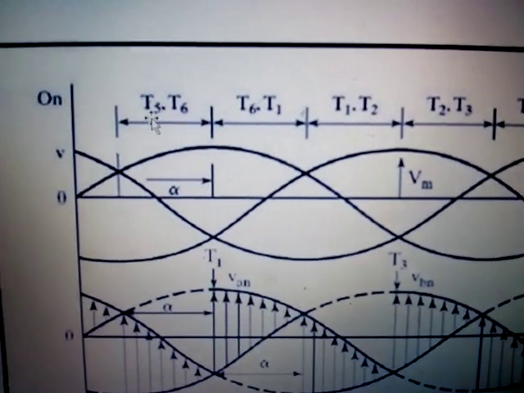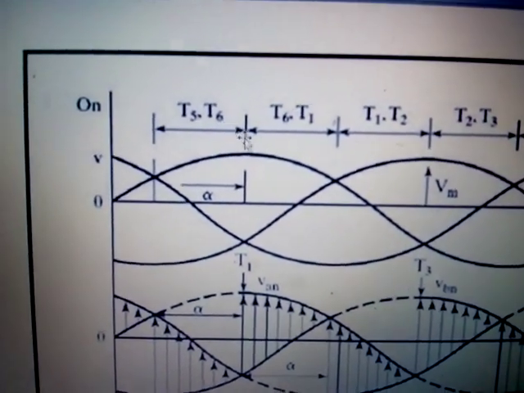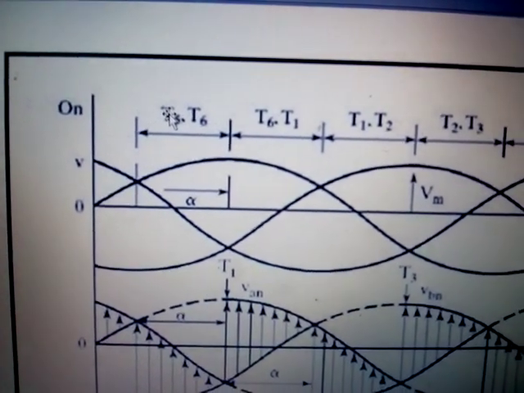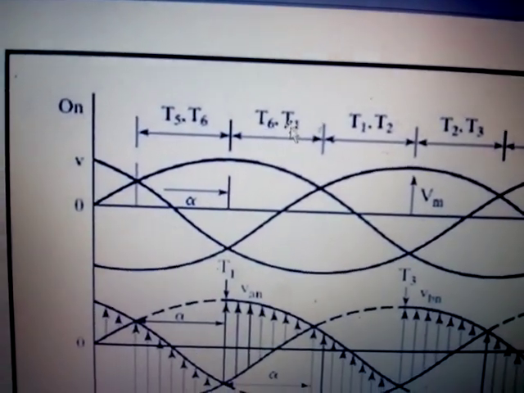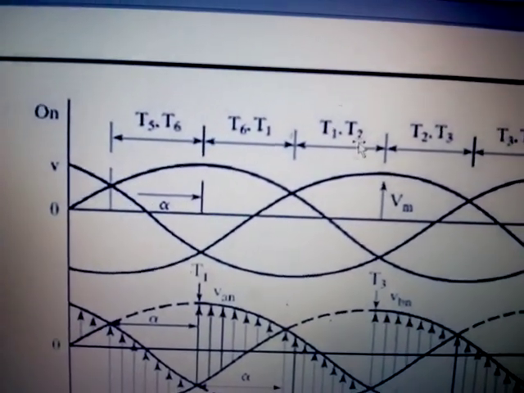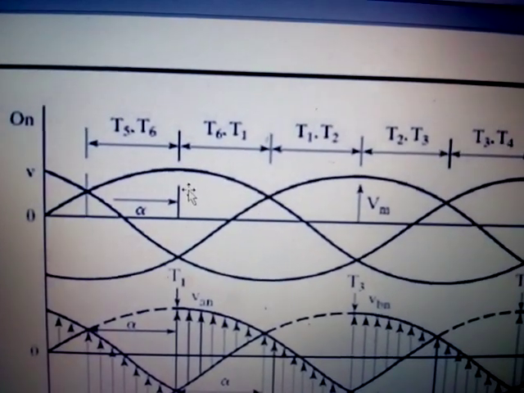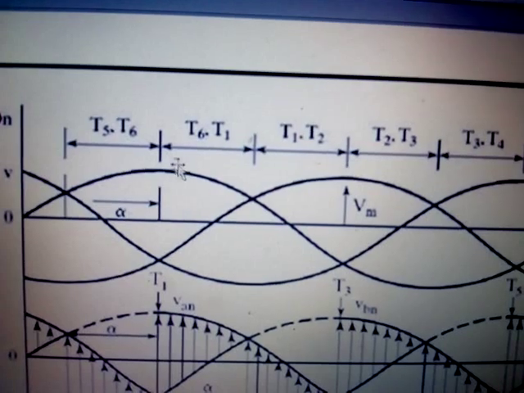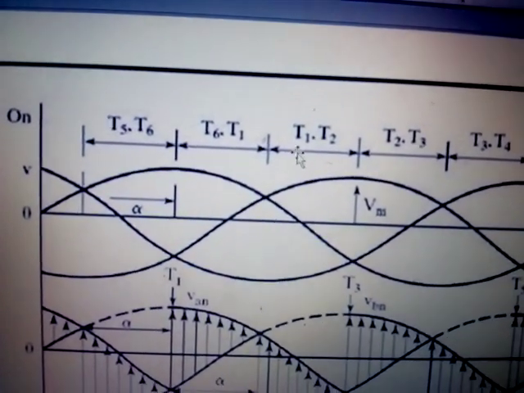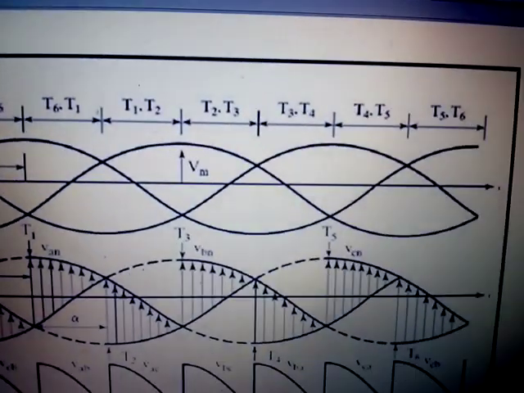Say T5 and T6 are conducting. Here you will switch on T1. Automatically T5 is switched off due to natural commutation. Then after 60 degrees, firing of T2 will cause switching off of T6. Then fire T3, T1 gets off, like that.